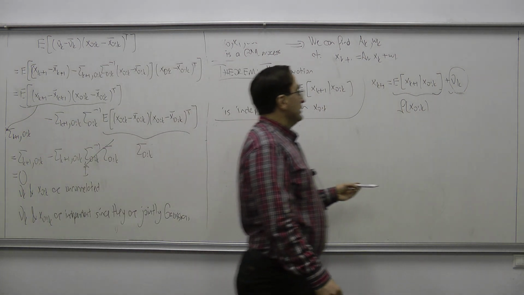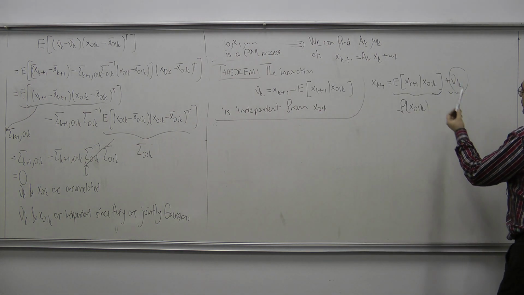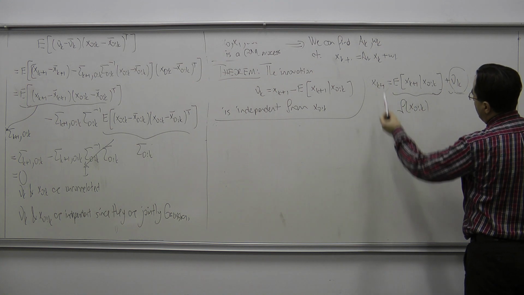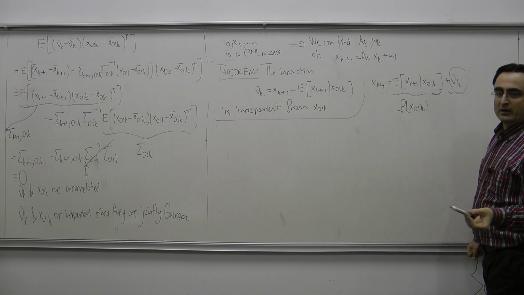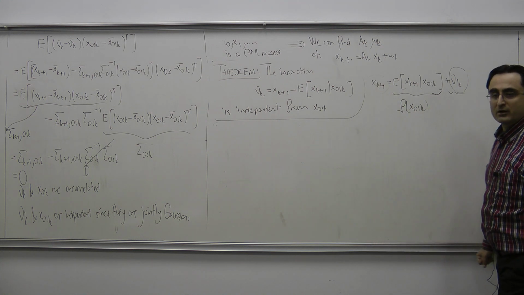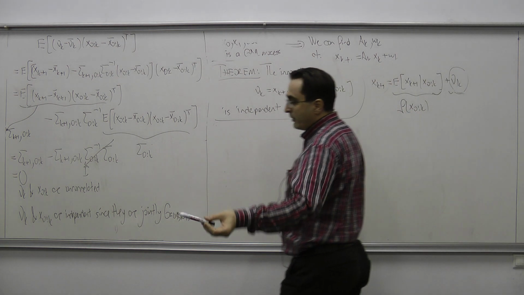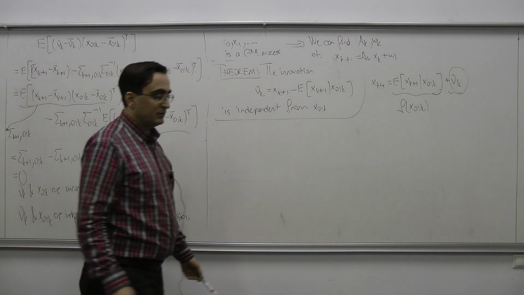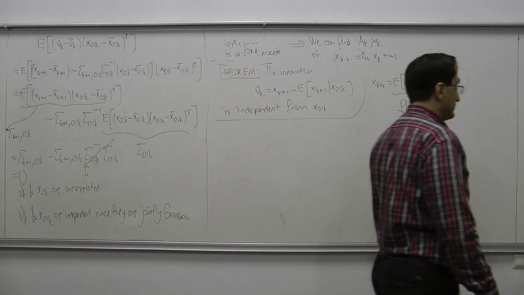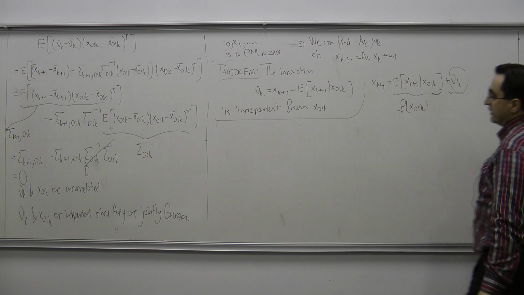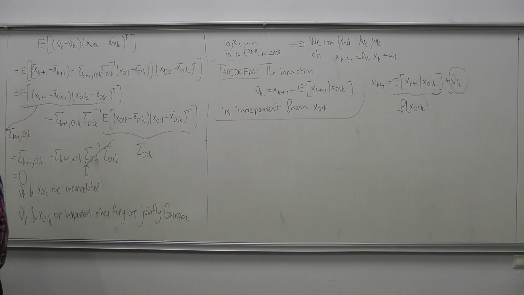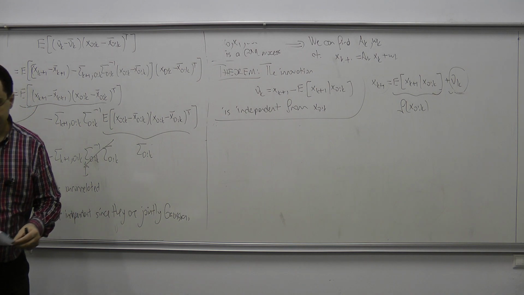So that means that the innovation sequence would actually give us a way to decompose xk plus 1 into two parts, two independent parts actually. Okay? The first part is related with the past, and the second part is representing the new information in xk plus 1. And these two parts would actually be independent from each other stochastically. Okay?